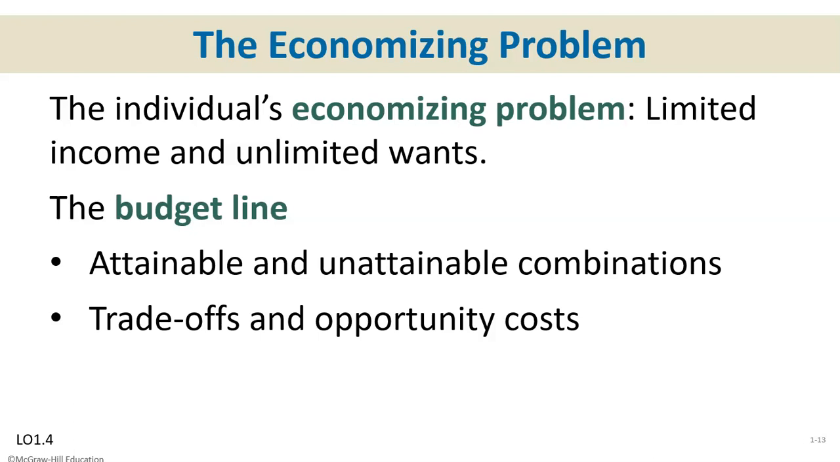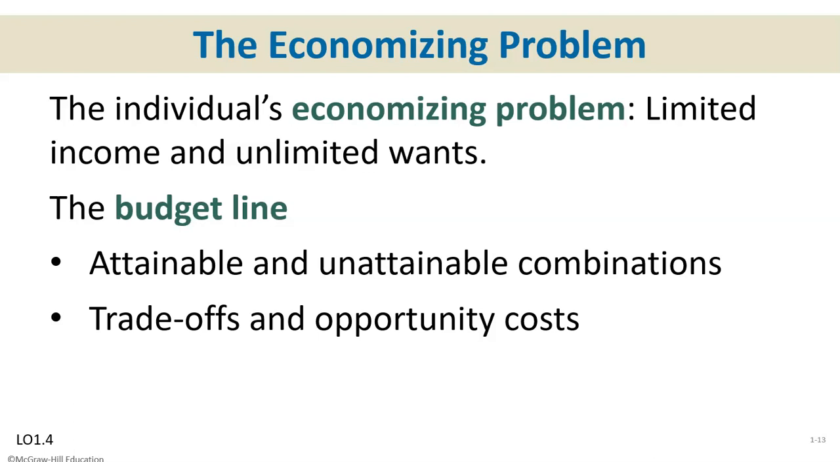Now we're going to look at the economizing problem for the individual. So this looks a little bit different than the economizing problem for society. For individuals, they have a limited income and unlimited wants. And this is true for everyone, even for the richest people in society like Bill Gates. He still has a set amount of income and then has to decide how he's going to use his income.